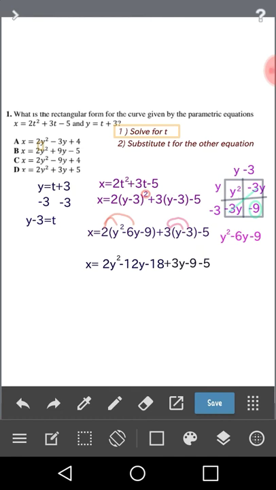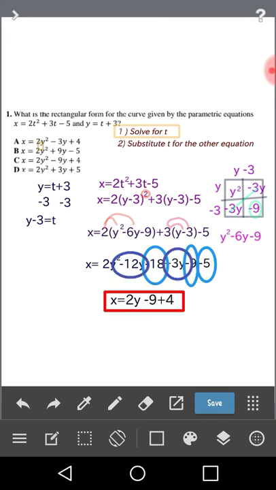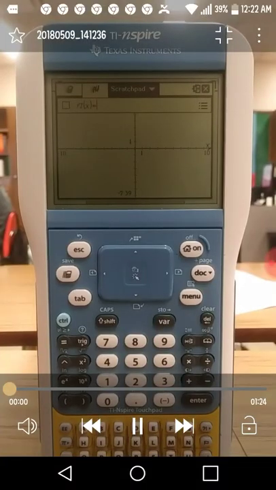Otherwise, you can check answers by graphing it. You click Menu, Graph Entry, Parametric. Then just plug in both the x and y equations that were given to you. X equals 2t squared plus 3t minus 5. Y equals t plus 3. I'm going to change this to 10 and this one to negative 10. And click Enter, and it's a parabola. Now we have the graph.